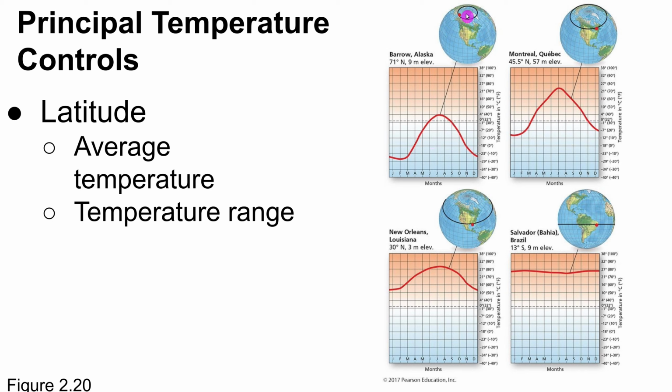So the closer to the poles you are, the colder it is. The average temperature is colder, and the temperature range is higher. The closer to the equator, the warmer the average temperature is, and the smaller the range is. This is why they say night is the winter of the tropics, because the difference between 3 o'clock in the afternoon and dawn is much, much bigger than the difference from summer to winter. They really don't have seasons right on the equator. So latitude is going to be the main driver for average temperature and also for temperature range.